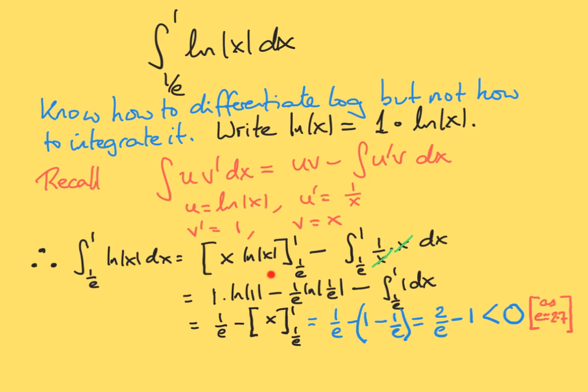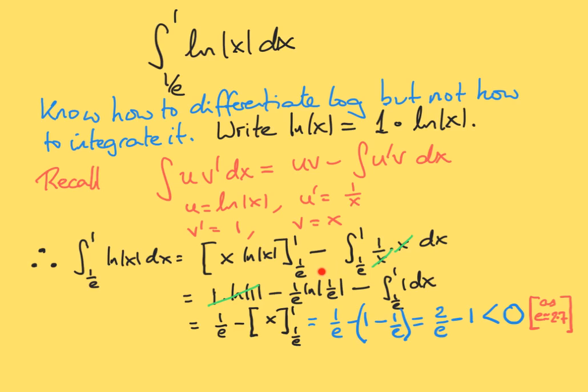So we expand this, so at the upper limit, which we look at first, it's 1 times the log of 1, and that's going to vanish because the logarithm of 1 is 0, because e to the naught is 1, anything to the naught is 1. And then we subtract this evaluated at the lower limit, so 1 over e times the log of 1 over e. And then we subtract, we've worked this out now, these two terms, and then we subtract here this integral, and it's just the integral of 1 with respect to x.